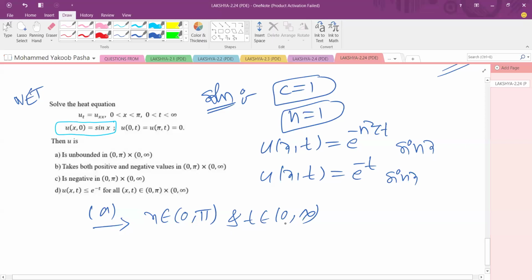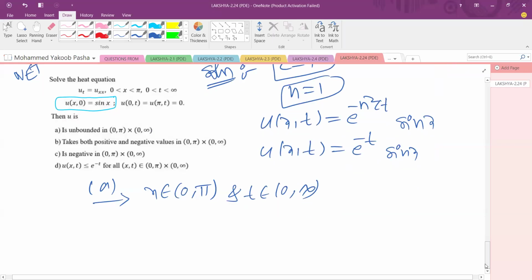So for x in 0 comma pi and t in 0 comma infinity, they say this function is unbounded in the interval. Now we have to check whether it is unbounded or bounded. To check, I am taking the modulus of u of x comma t. What is the definition of a bounded function? If modulus of f of x is less than or equal to M for all x belongs to R, then the function f of x is called a bounded function. So I am taking the modulus of u of x comma t.